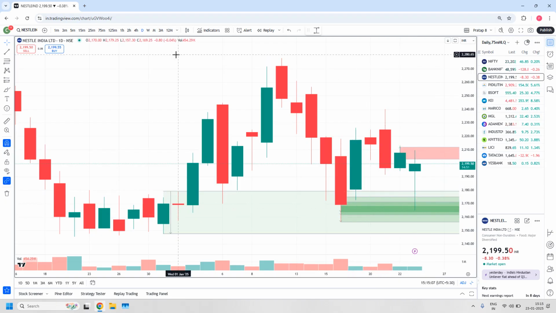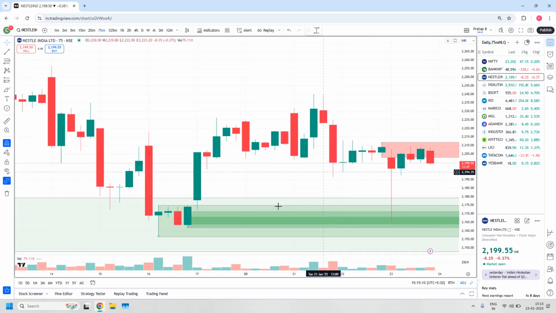Okay, how I fine-tuned? Go to the 75 minutes time frame. Here you have a 75 minute zone: drop, 1, 2, 3, 4 base candles, 3 base candles, the medium size leg candle is also part of the base, and a rally candle. Drop base rally. This is the 75 minutes fine-tuned zone.